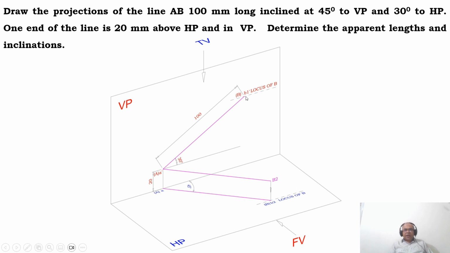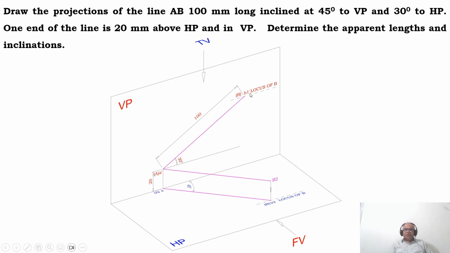And here, once you get the point B1 dash, and also once you get the point B2, these are called the locus of B in the front view, and these are called the locus of B in the top view. Why is it called the locus?